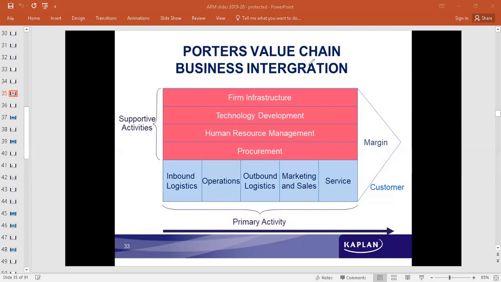Okay, so the primary activities are inbound logistics, operations, outbound logistics, marketing and sales, and then after sales services provided to the customer. But these primary activities are not possible without the help of the supportive activities. There are 4 supportive activities. We see firm infrastructure, technology development, HRM, and procurement.